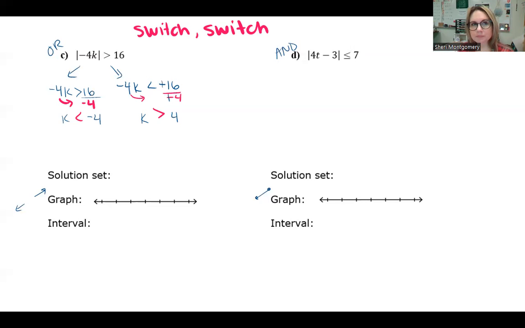So I have two values, 4 and -4. I'm going to put those on my graph. For these, they're going to be open circles because there's nothing underneath the inequality symbol. So I'm going to have -4 and 4. Now I'm going to go through and read the symbols. For the -4, K is less than -4, so I'm going this way, less than. The other one says K is greater than 4, so it's going to look like that.